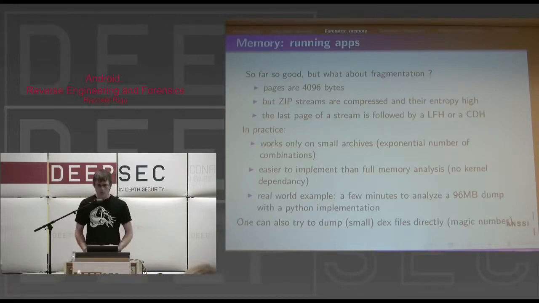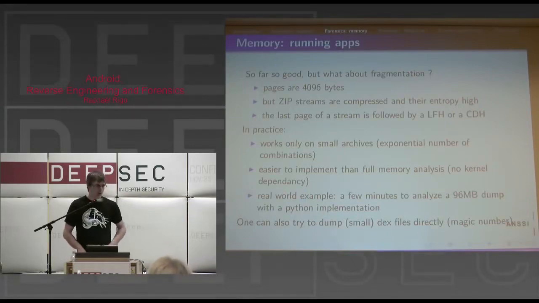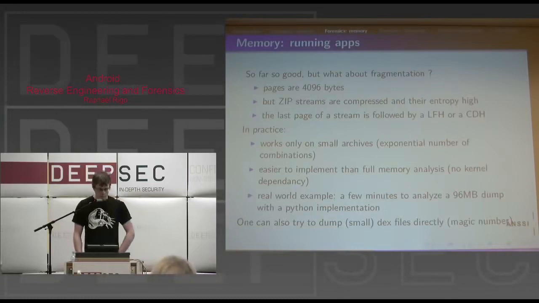So you can try to rebuild the zip file because the zip streams are compressed and the entropy is really high. So you can filter out all the pages which have a low entropy as non-zip data. And once you filter this, you know that you have a local file header and you have some properties which make it pretty easy to actually rebuild a zip file.